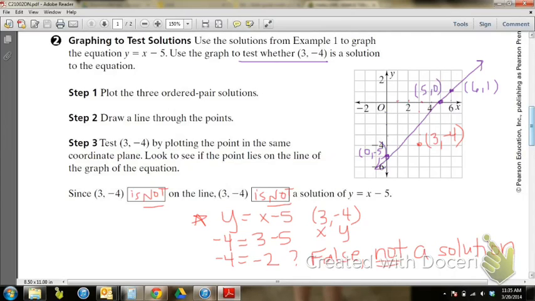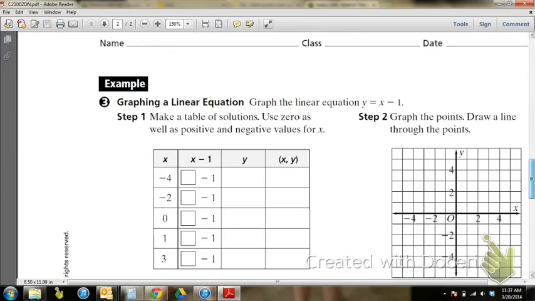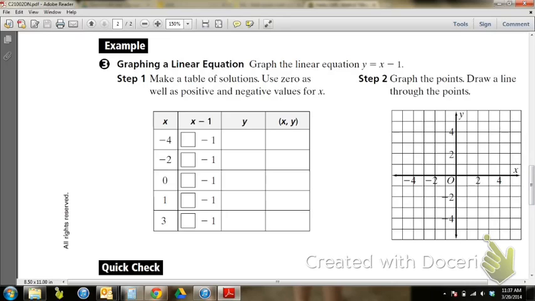Okay, so that's the easy way to answer that question without having to do all the graphing. And that's how I want you to do this. Okay, so you're going to answer this way. You're not going to graph the lines. So let's move on to the next part. We're actually going to skip the next example, because we're not going to ask you to graph lines. There's no need to do that. So you're going to skip that. Okay? So let's move on to the quick check.